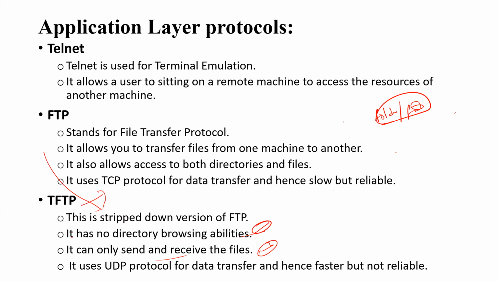One more thing, the difference is that the TFTP protocol uses UDP for data transfer. In the case of UDP, the data transmission will be faster, but there is no guarantee that the data will be reliable. So FTP is slower but reliable, and TFTP is faster but not reliable. Why? Because FTP uses the TCP protocol and TFTP uses the UDP protocol.